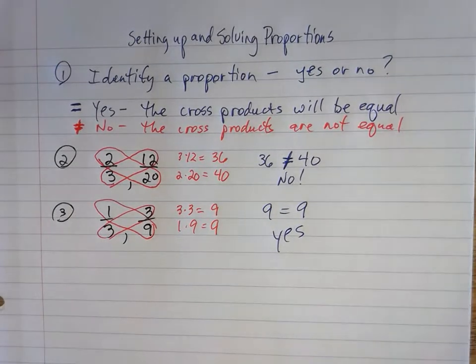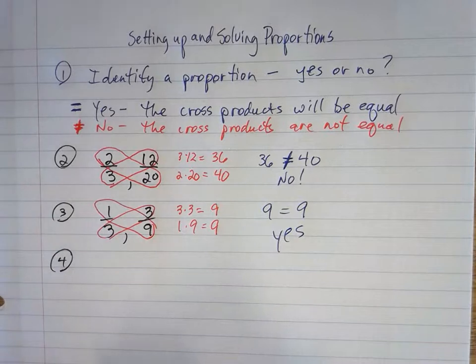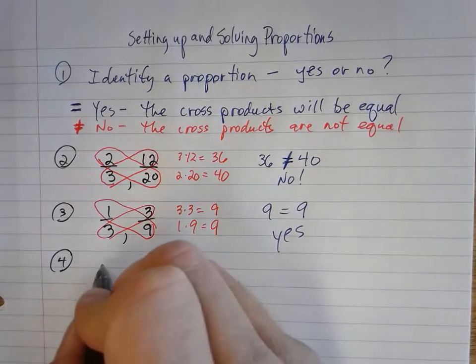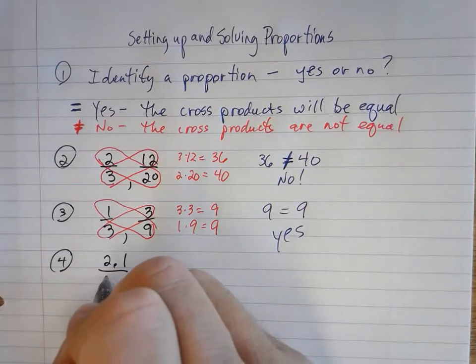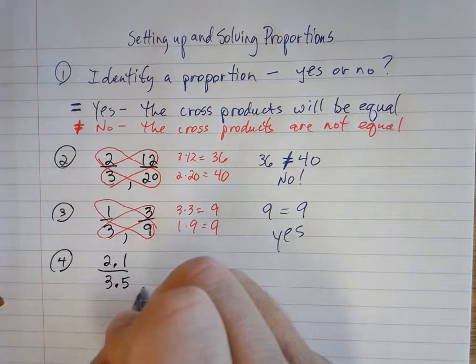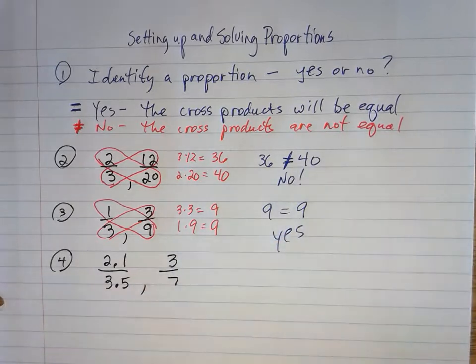Alright, now I'm going to give you one to try real fast. See what you can figure out here, okay? Would it be a yes or a no? Alright, let me try this one. How about, I'm going to make it a little harder. We'll put some decimals in there. 2.1 over 3.5, and then 3 over 7.